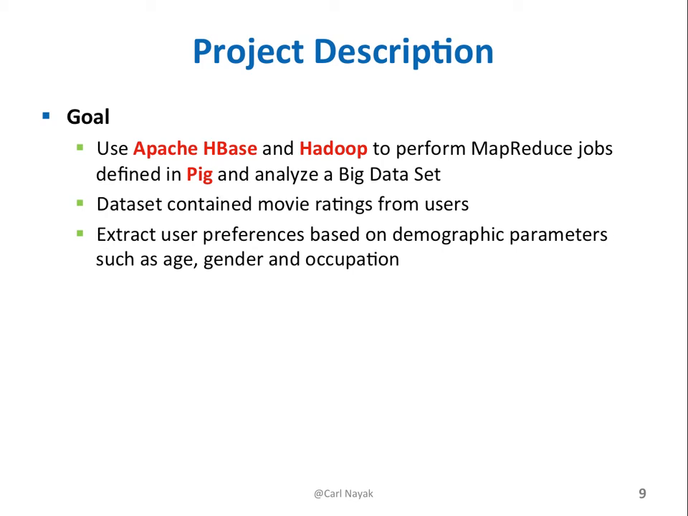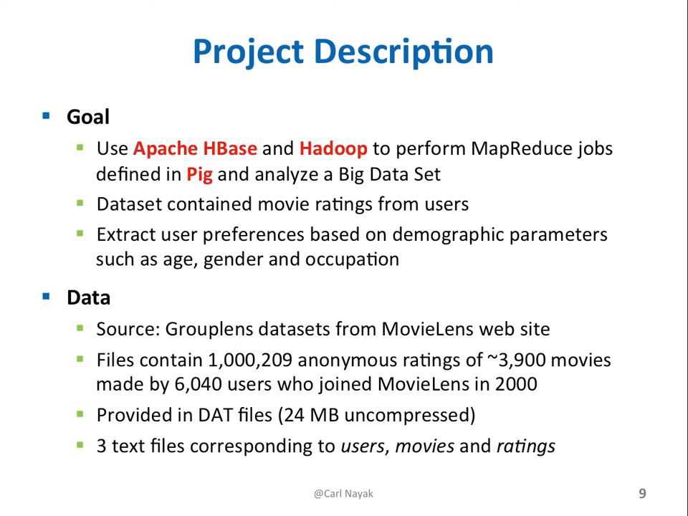The data was obtained from the GroupLens datasets of MovieLens users. It comprised 1 million movie ratings for approximately 4,000 movies made by 6,000 users who joined MovieLens in 2000. The data was obtained as 3 text files in that format for users, movies, and ratings respectively.